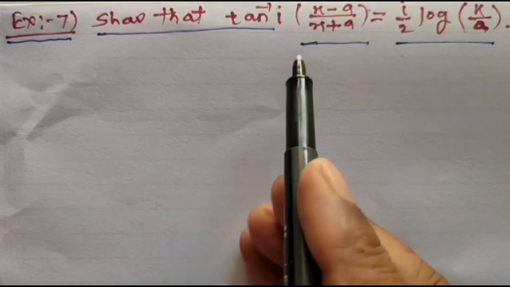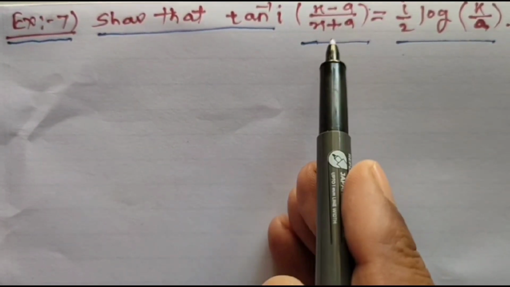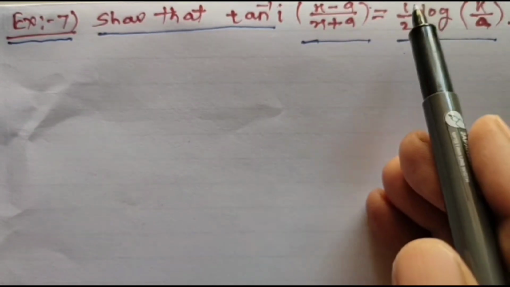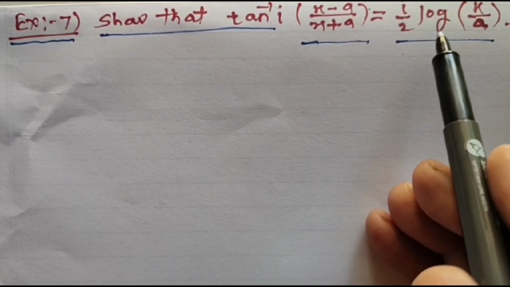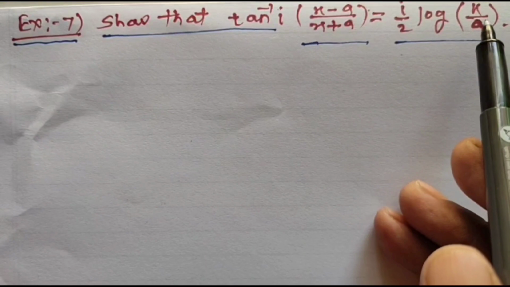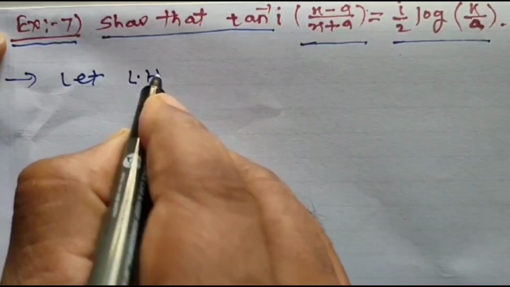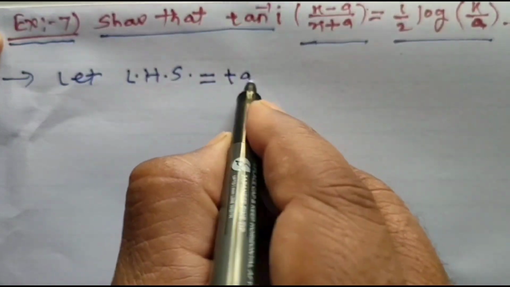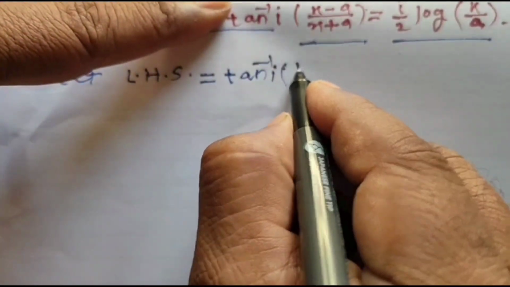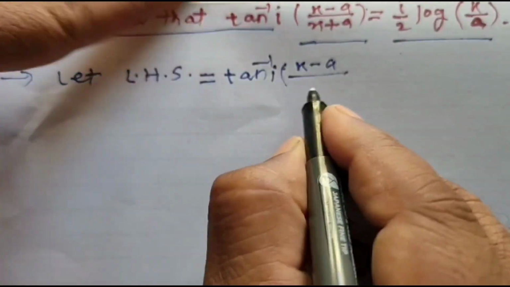Let us solve sum number 7. Show that tan inverse of i into (x minus a divided by x plus a) is equal to i into half of logarithm of x upon a. We have to prove this. Let LHS is equal to tan inverse of i into (x minus a divided by x plus a).